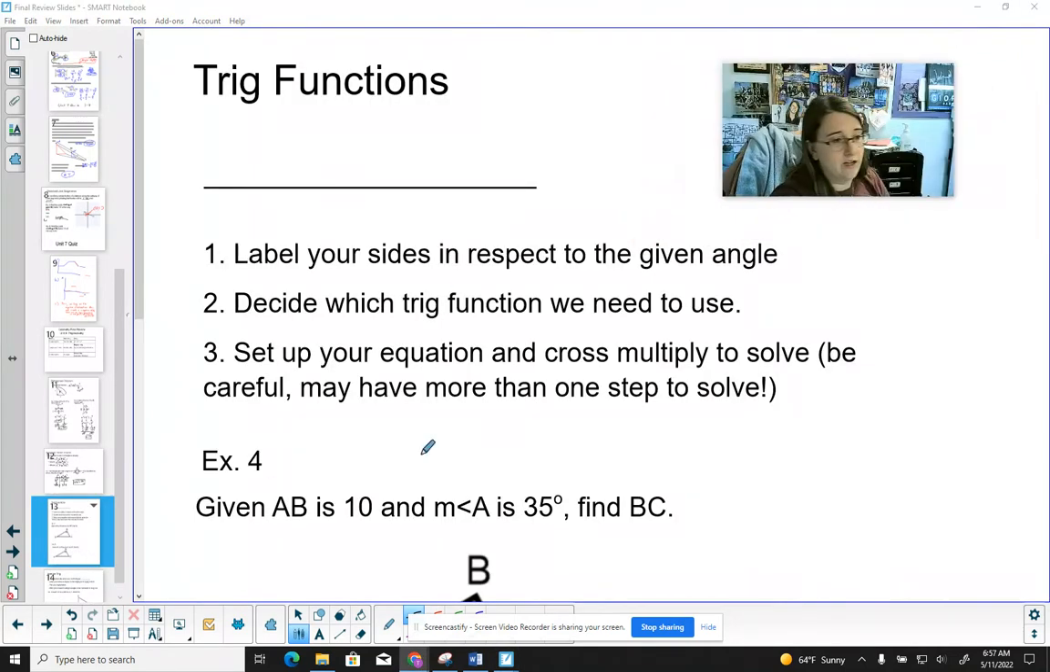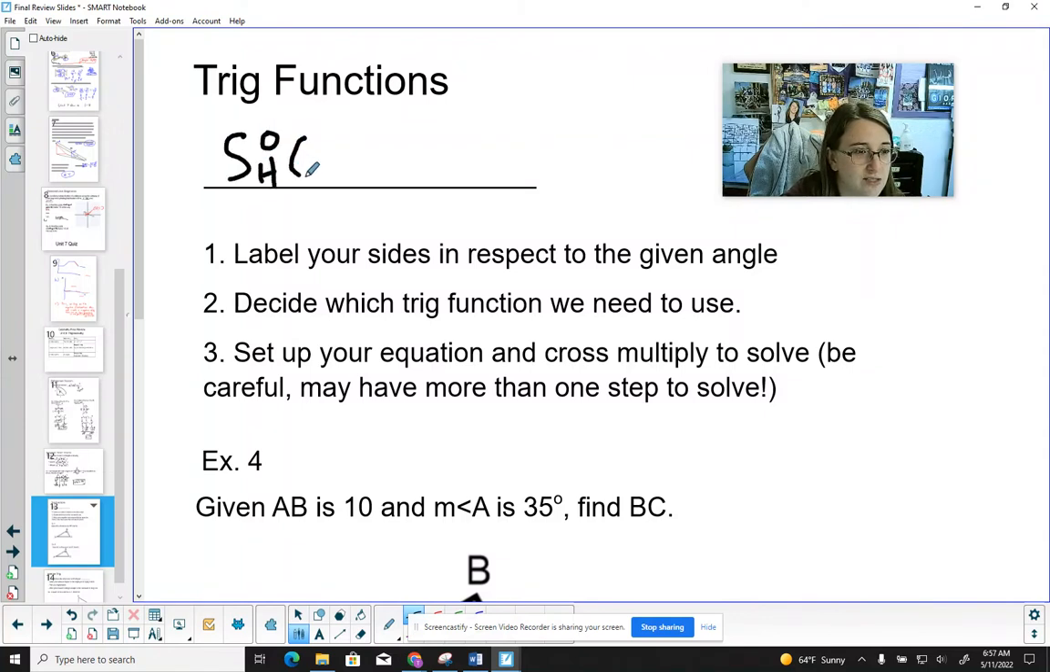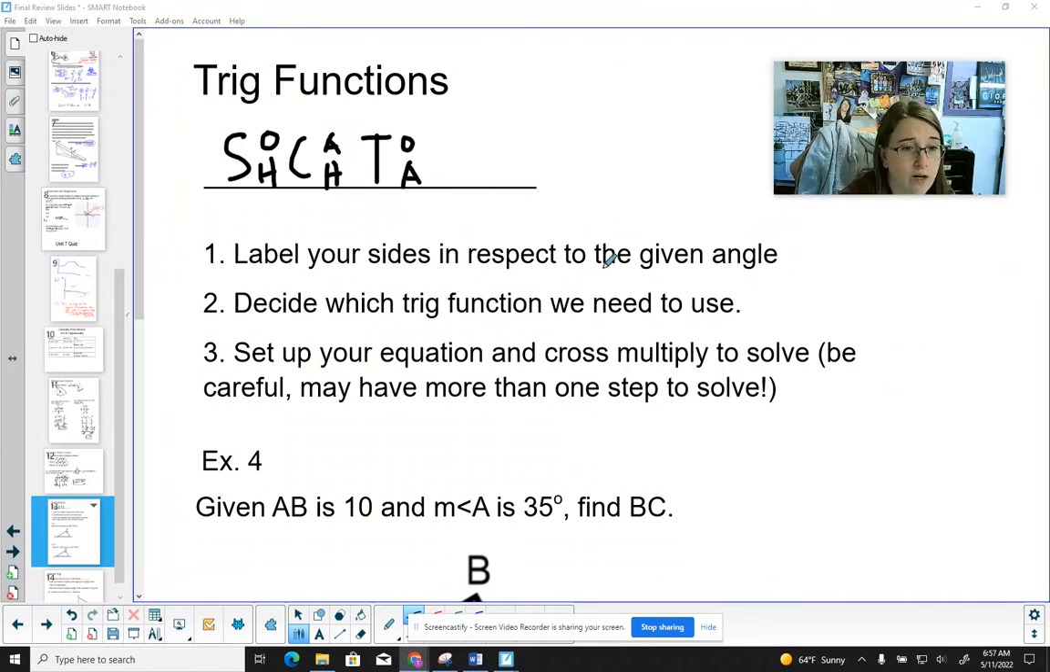Okay, keeping it going here. Next slide, we have trig functions. So up at the top here, I have this line to spell out our best friend SOHCAHTOA. Take a second and see if you remember how to spell SOHCAHTOA. This is S-O-H-C-A-H. That's SOHCAHTOA. Okay, we use this again to help us figure out which trig function we're going to use.